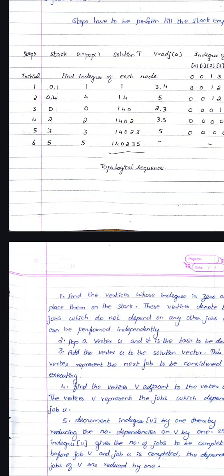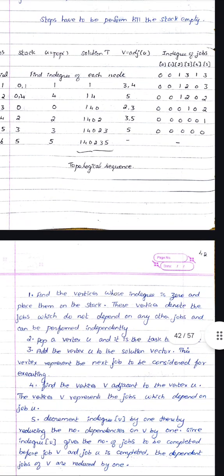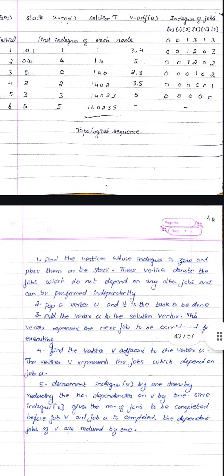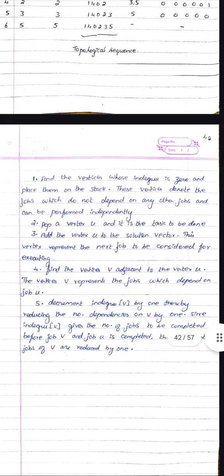Then for 3, it is 5 only. 5 is the adjacent, that is also reduced by 1. Then 5. So 1, 4, 0, 2, 3, 5. That is the topological sequence.